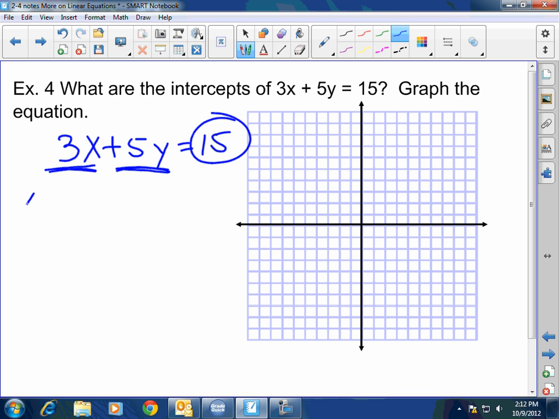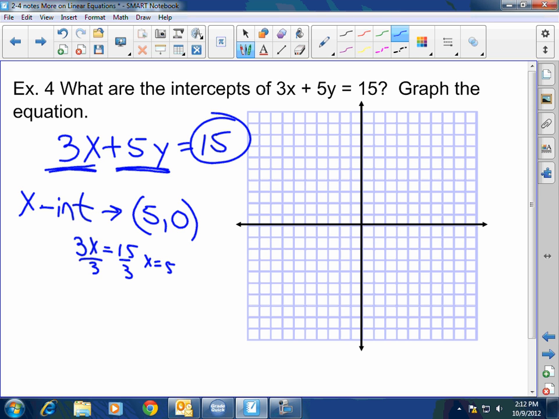What would the x-intercept here be? The x-intercept, remember, is the x value when y is 0. So if y was 0, wouldn't this be 3x equals 15? So x would equal 5. So my x-intercept is (5, 0). It's the x value when y is 0.